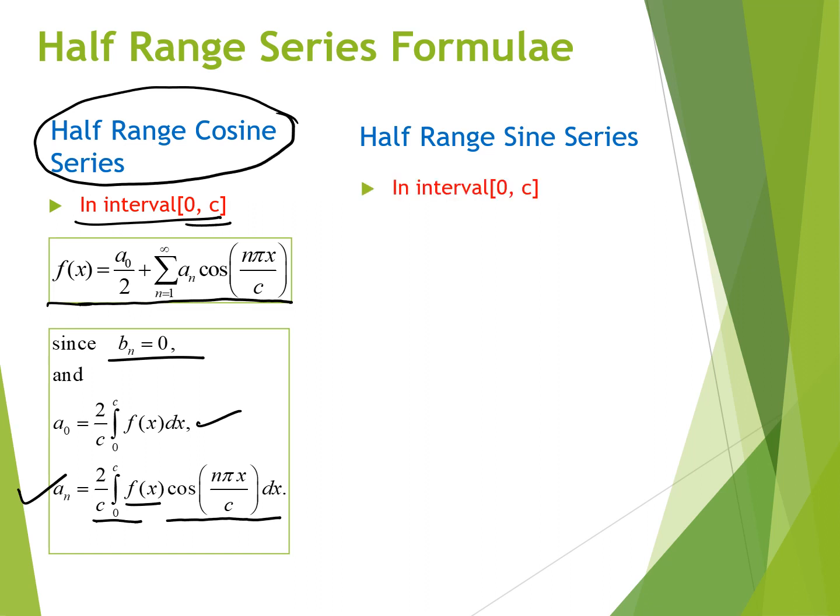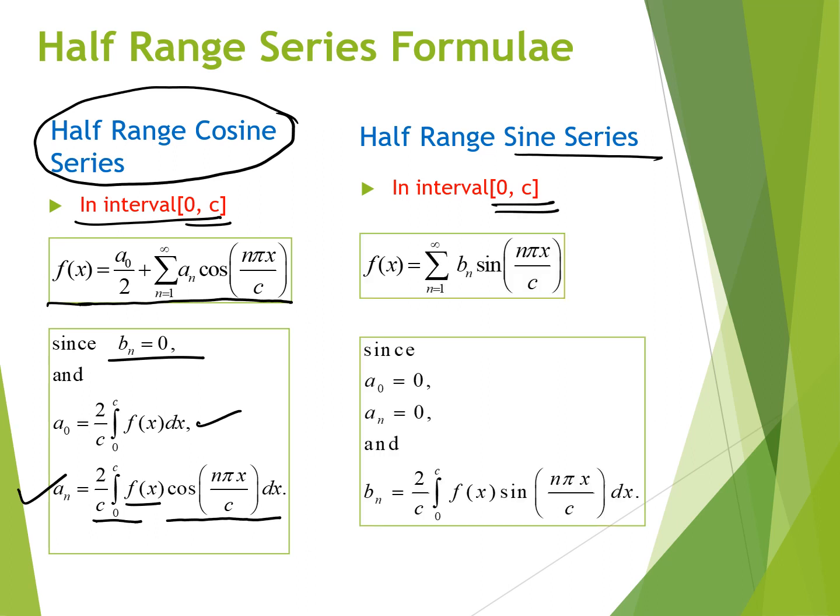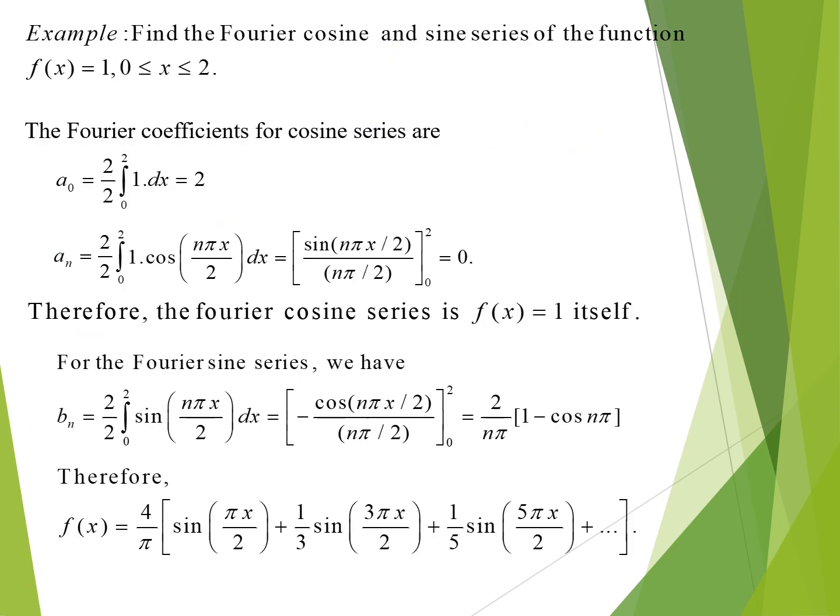Now the same for the half range sine series for the interval 0 to c, that means a naught and a_n will be 0. The b_n series is f(x) = summation 1 to infinity b_n sin(n pi x by c), and b_n is equal to 2 by c times the integration from 0 to c of f(x) sin(n pi x by c) dx. Now consider one example.